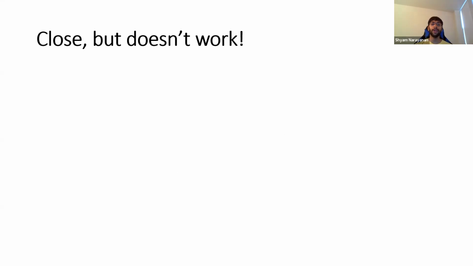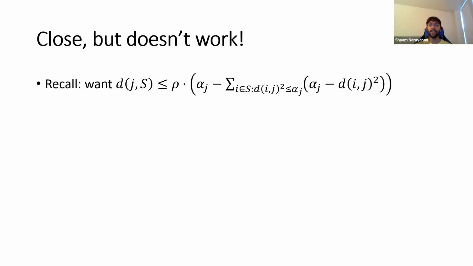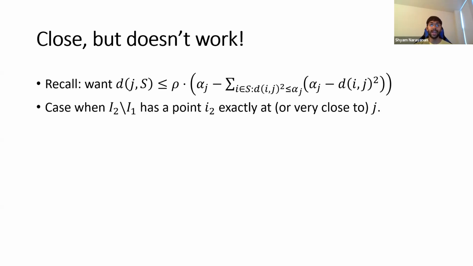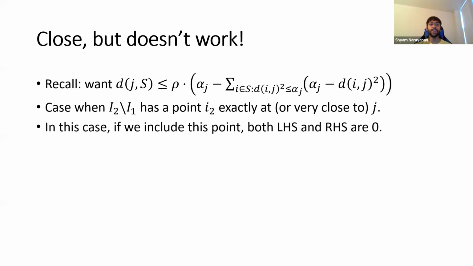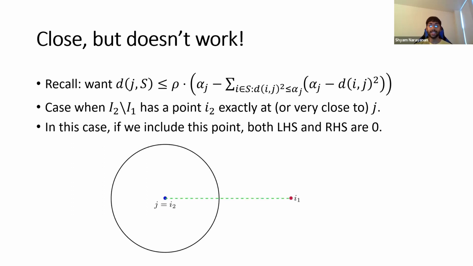Unfortunately, this doesn't quite work. And the reason for this is because, if we recall what we want, it turns out that we have an issue when this I2 backslash I1 has a point I2 which is exactly at J. What actually happens is that if we include this point, both the left-hand side and the right-hand side are equal to 0. So as an example here, we could have I1 and we could have I2 exactly at J.